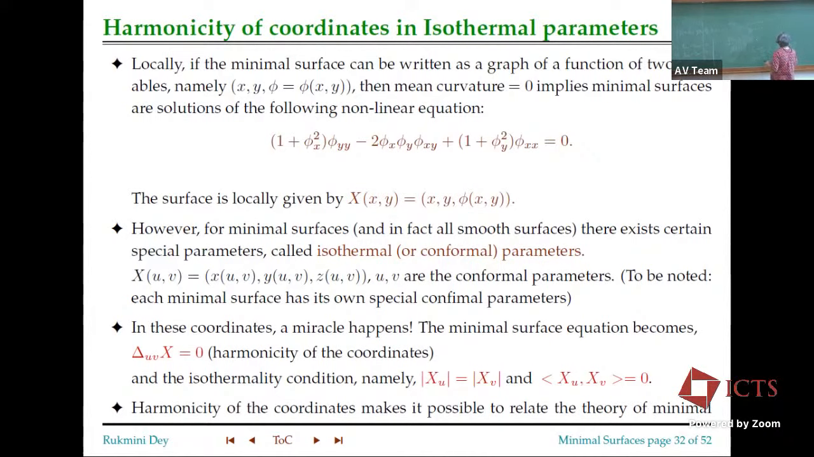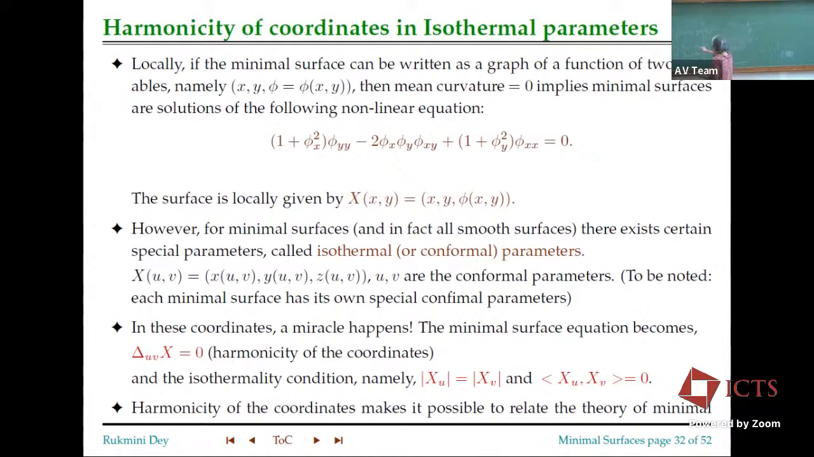Let me call it zeta, because z I was using as the third coordinate. So in general, it will depend on zeta and zeta bar, right? Because it depends on u and v. But if these equations are satisfied, it only depends on zeta and not zeta bar. That's the beautiful part. And also, these two equations will also mean that f and g are harmonic. These are exercises.